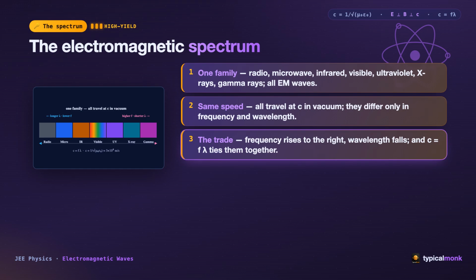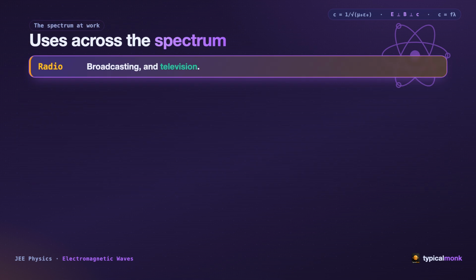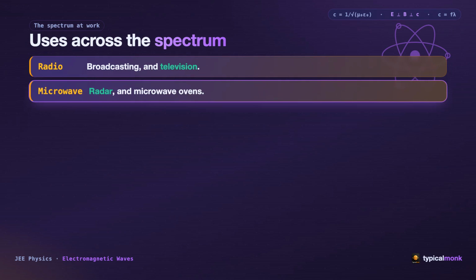The trade. Frequency rises to the right and wavelength falls, and c equals f lambda ties the two together. Energy grows. Higher frequency means higher energy photons, and so the gamma rays carry the most energy. Now, the spectrum at work. Radio waves, used in broadcasting and in television.